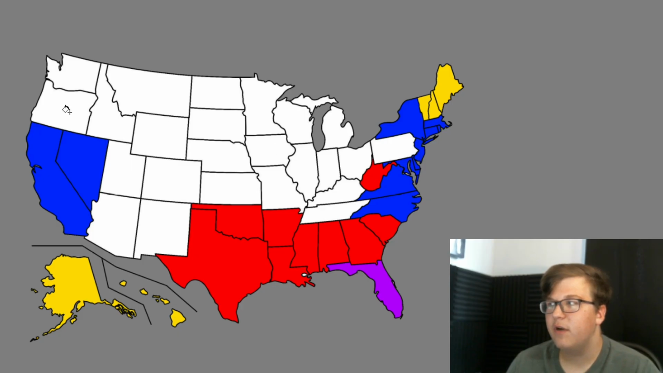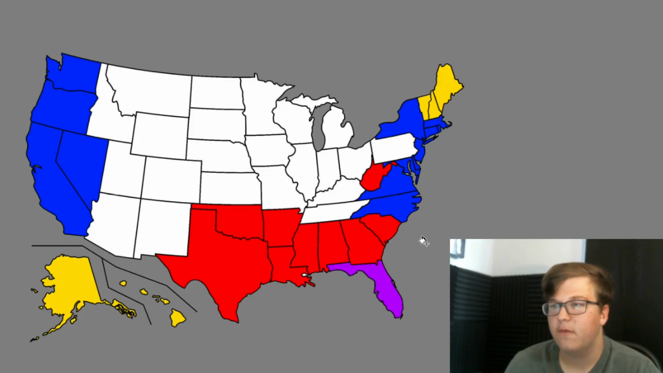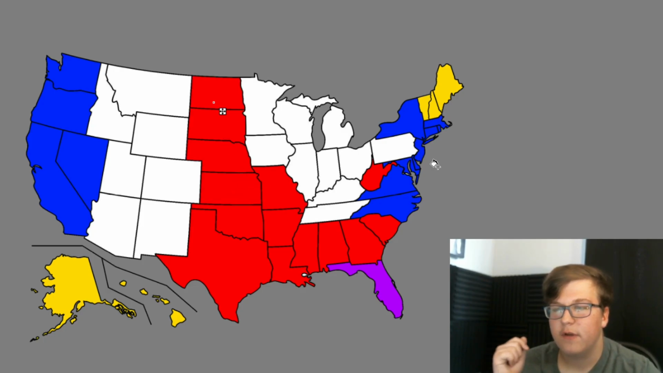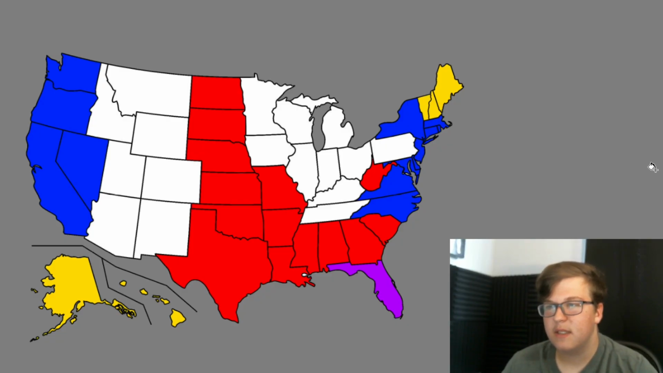Now, Oregon and Washington would most likely join the blue side because they have close relations to California and would probably want to end up forming Cascadia. The next states to join the red side would be Kansas, Missouri, Nebraska, and South and North Dakota. These states are big Texas fanboys, so it's no surprise that they would want to join them.